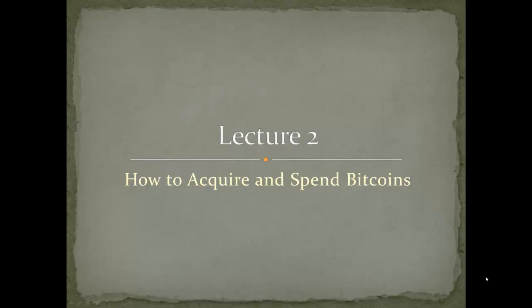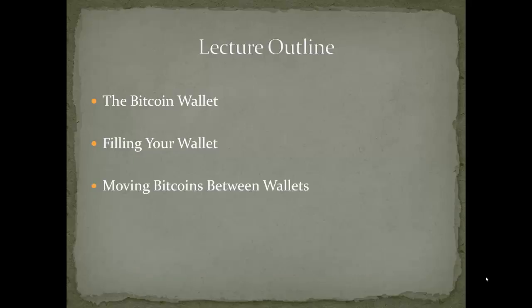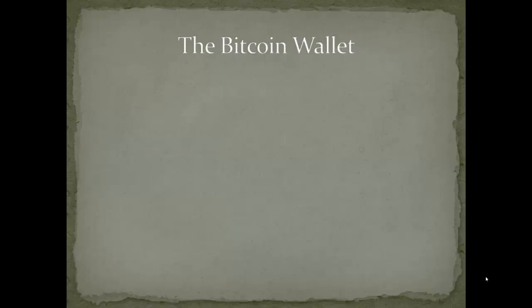In this lecture, we're going to discuss the following. First, we're going to talk about the Bitcoin wallet. The Bitcoin wallet is the thing that you use to store Bitcoins and send Bitcoins to other people. Then we're going to discuss how to actually put Bitcoins into your wallet. Then we're going to talk about moving Bitcoins between wallets. And then finally, we're going to wrap up with some security advice to make sure that your Bitcoins are safe and secure. Okay, so let's go ahead and begin with the Bitcoin wallet from a general overview.